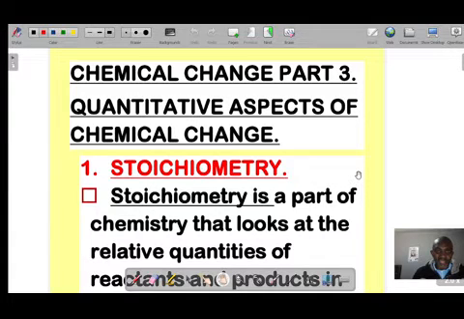Today I'm happy to take you through stoichiometry, and that is chemical change part 3. Throughout this week we have been going through this worksheet, but I think we don't have enough time because of the many tests. However, for 1 hour or more, let us go through this stoichiometry together.